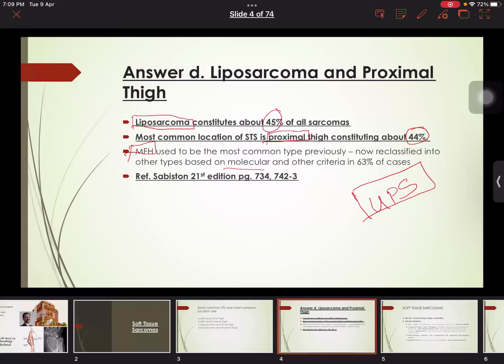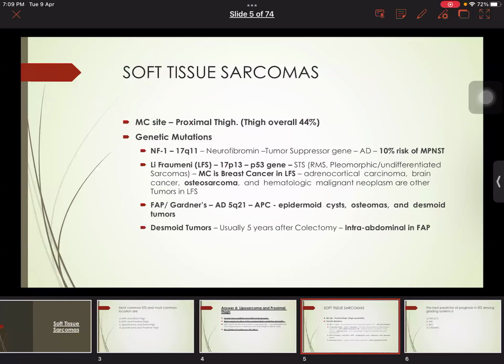Now we find that there are a lot of molecular and genetic markers which are used, not in staging, but in the actual classification of soft tissue sarcomas. So histology alone is not sufficient. Almost 60% of what was previously called MFH is now reclassified as other types. So that is why undifferentiated pleomorphic sarcoma is not so common anymore. Now the most common sarcoma is going to be your liposarcoma. The most common site, as I already said, is going to be the thigh, the proximal thigh.